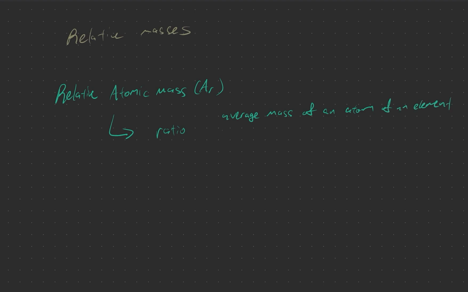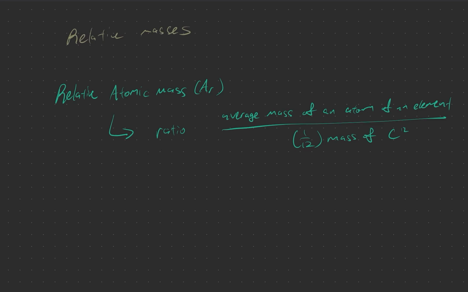So I'm just going to start off with something called relative atomic mass, or AR if you like to call it that. So basically the AR is just a ratio of the average mass of an atom of an element divided by 1/12 times the mass of the carbon-12 isotope.